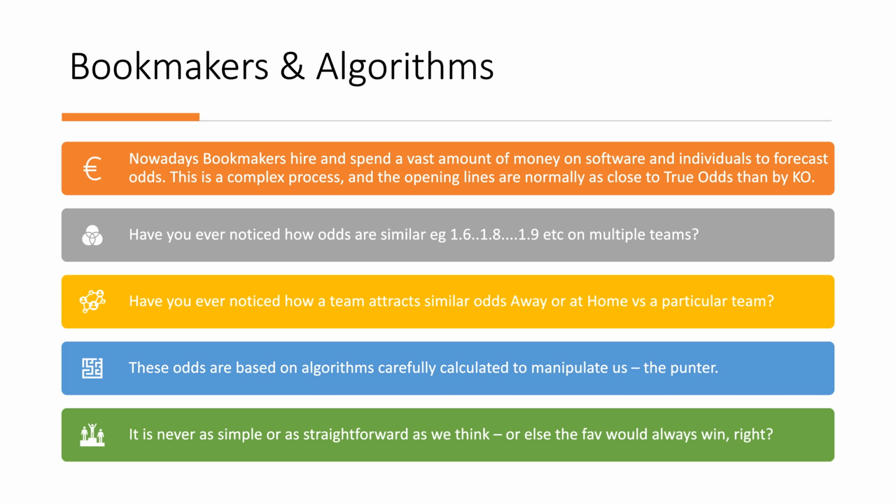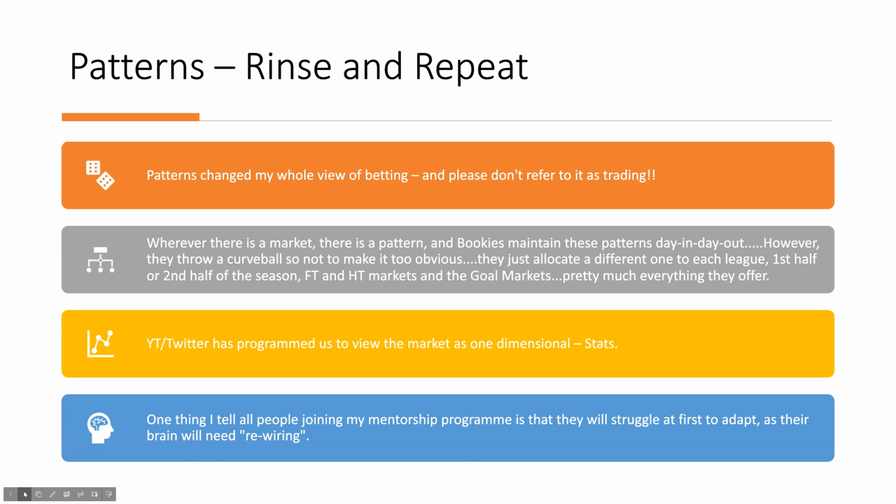Now, these odds are based on algorithms, as I was saying before, that are carefully calculated to manipulate us, the punter. So it's never as simple or as straightforward as you think, right? Or else the favorite and the underdog would win and lose respectively. Correct? So that's what I'm trying to show you, how to exploit. Now, patterns, rinse and repeat.